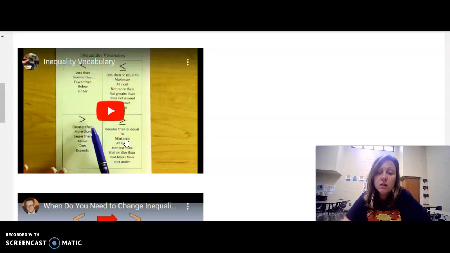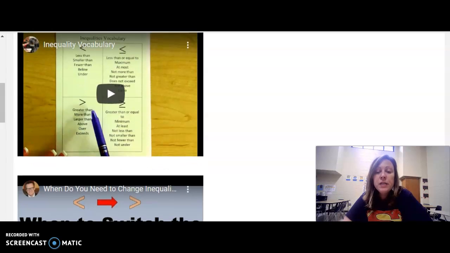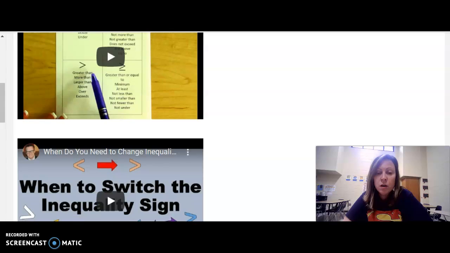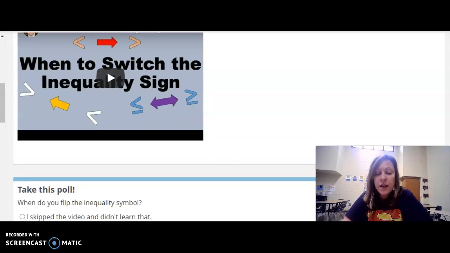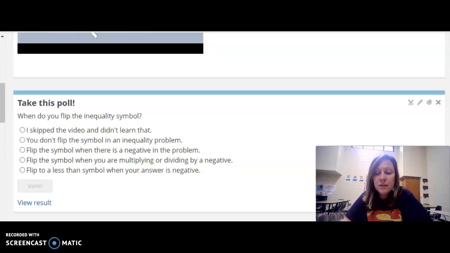And some of these are going to be words that you haven't used as much before. So make sure that you are paying attention to that. And then I urge you on the third one to watch it and possibly rewatch it, because this is the most common mistake made by students. The whole concept of flipping the inequality symbol. Every year teaching, this is our biggest problem with mistakes. So make sure that you're paying attention to that, taking notes on that, and then you're going to be able to apply it in some activities.